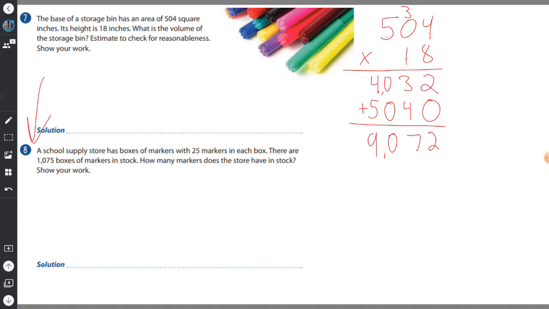For this next problem here, I'm actually not going to show you how to do it. I'm going to ask you to pause the video and then solve the problem, and then after you can resume the video and check your work. Okay? Go ahead and solve this one on your own. It is 1,075 times 25. And do not forget to put the 0 down when you move to the tens place, okay? Go ahead and get started on that.